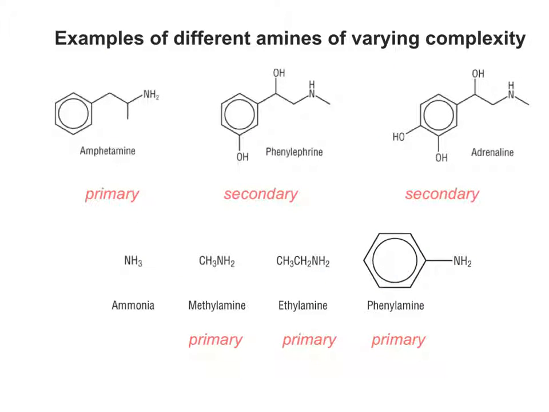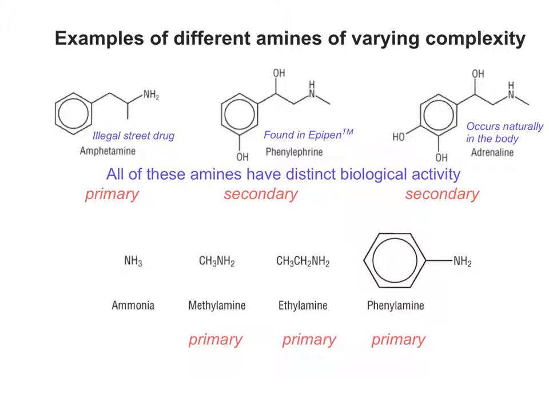So as well as the examples we've just looked at, we also have more complicated examples, some of which you may have heard of, such as amphetamine, phenylephrine, or adrenaline. And these three amines on this particular screen, all of them have distinct biological activity. Adrenaline and amphetamine you've probably heard of. Phenylephrine is what's put in an EpiPen. So it's interesting to note that many amines do have a distinct biological or pharmacological activity.